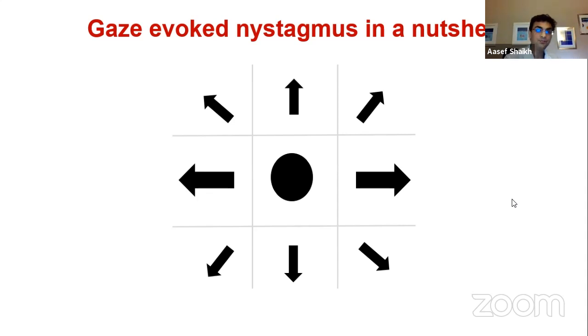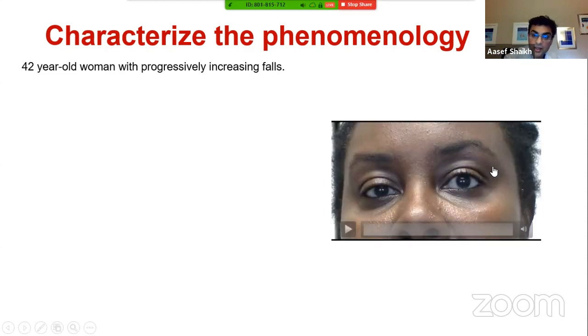Now I want you to characterize this phenomenology. A 42-year-old woman who came with progressively increasing falls. I'm going to show you her eyes and her gait, both actually. I want you to focus on the lids and the eyes, because lids are sometimes also very important to tell you which way the eyes are moving. Okay. So I'm going to play this.